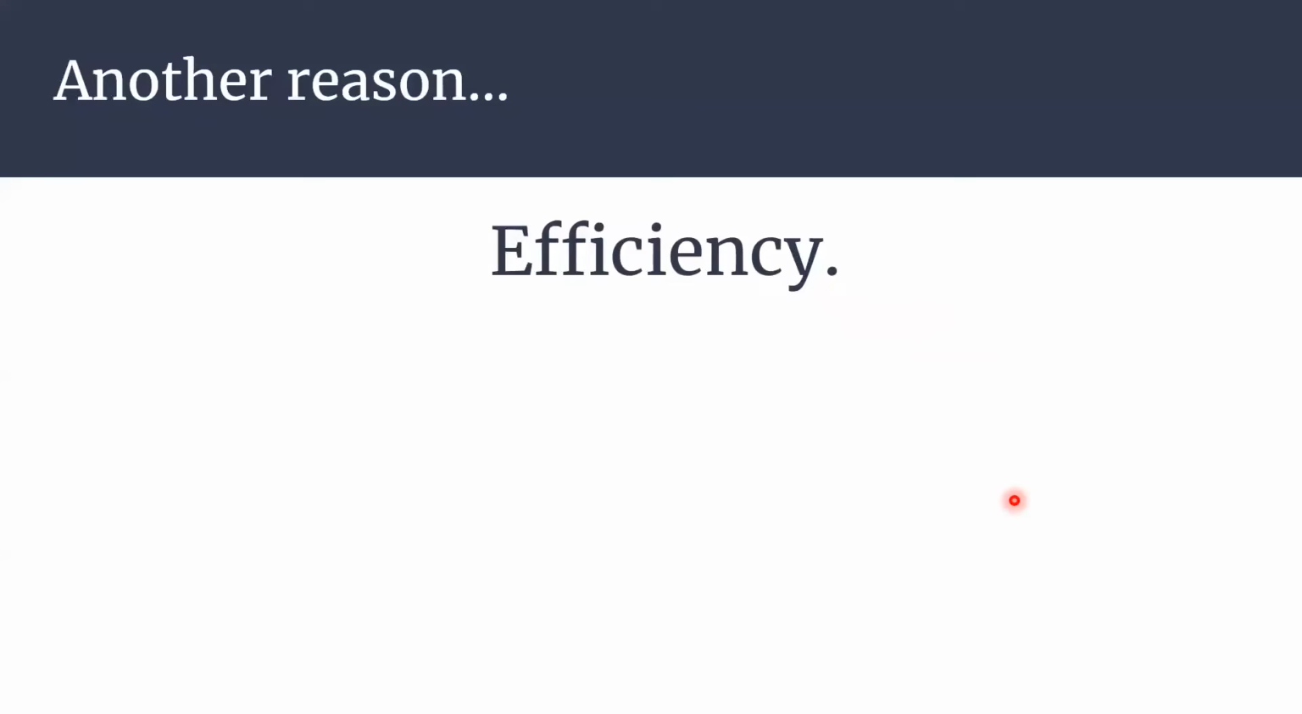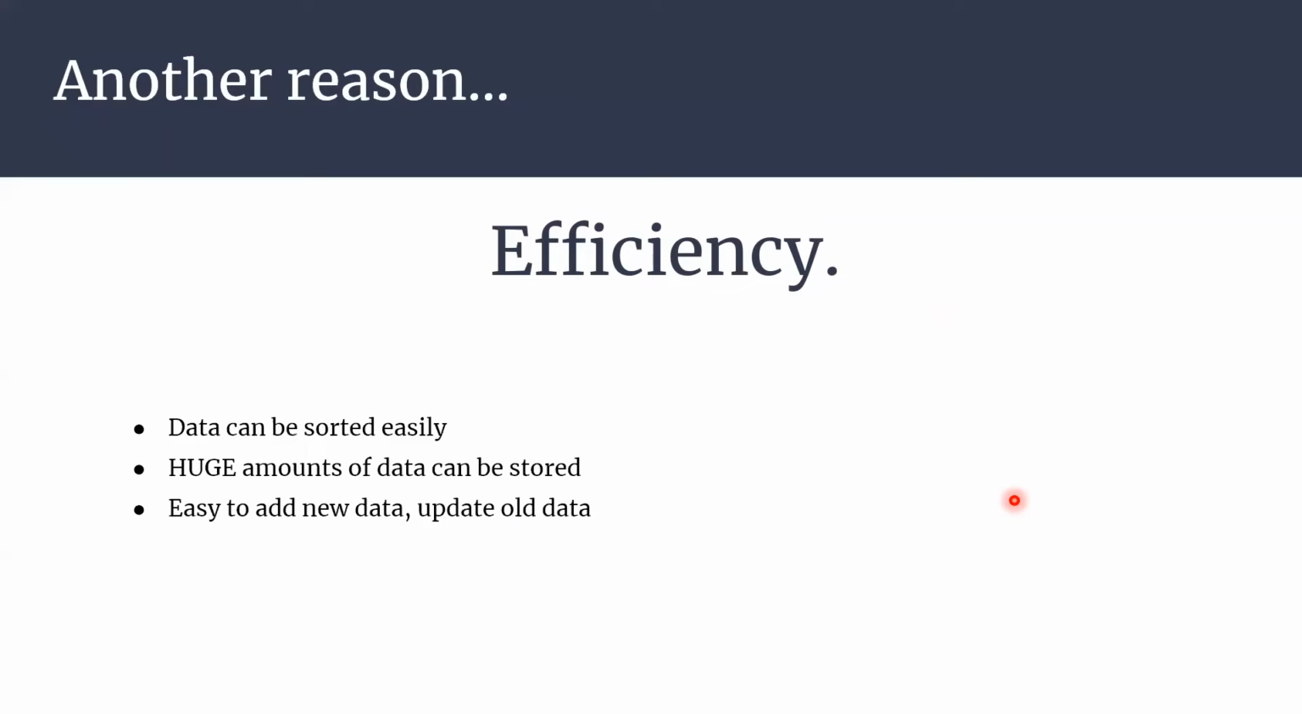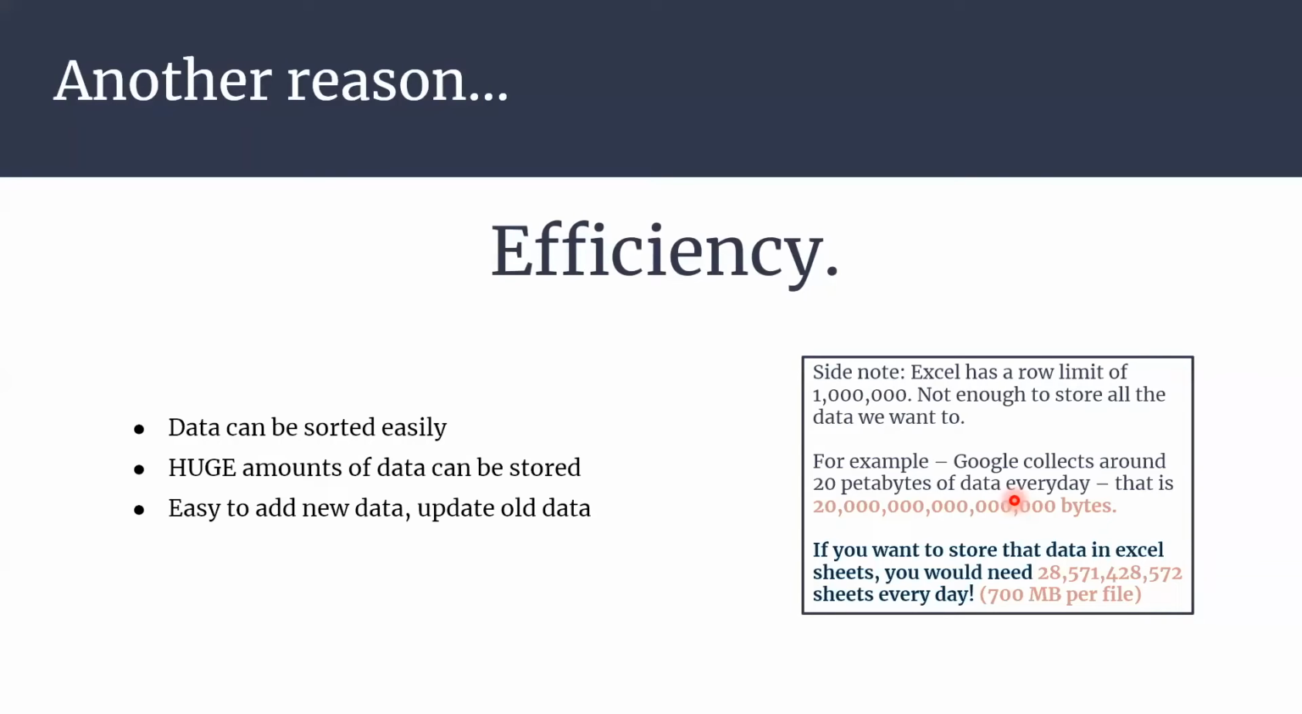Another reason for using databases is efficiency. Databases allow you to quickly and easily add new data and retrieve existing data. A lot of the time, you're storing really huge amounts of data in databases, right? And if you're using something like Excel sheets, it's very difficult to do. So let's look at an example and see why you can't use just Excel sheets. Excel has a row limit of about 1 million in each sheet. And for example, Google collects around 20 petabytes of data every day.